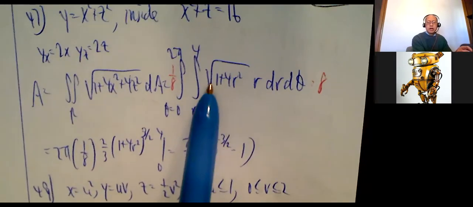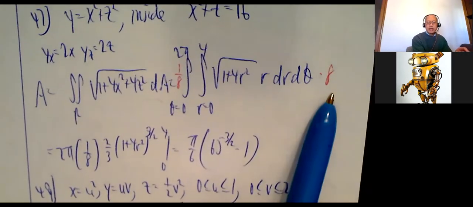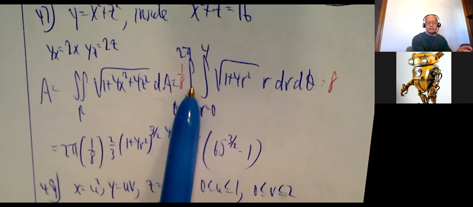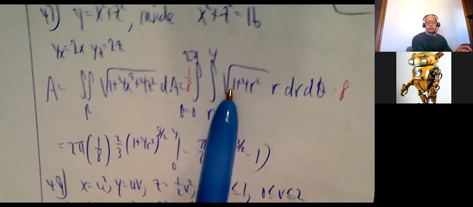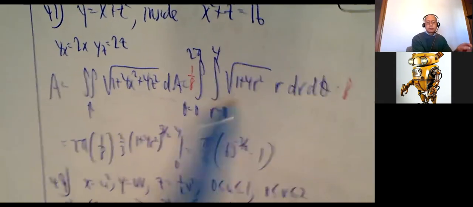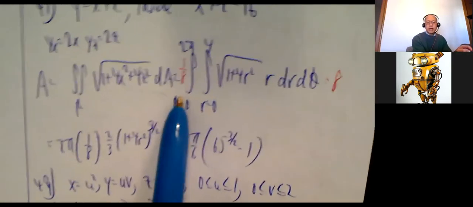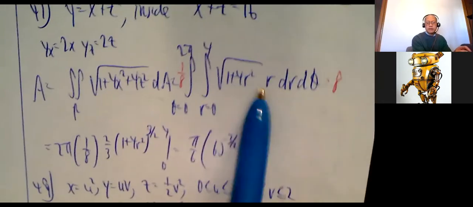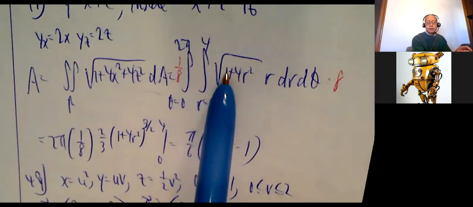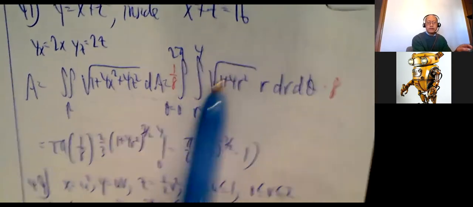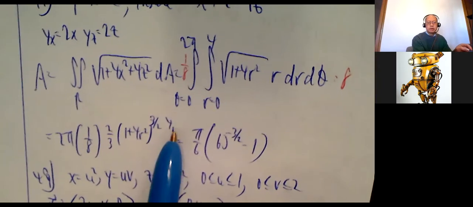Okay, u substitution. What's the derivative of 1 plus 4r squared? 8r, so I need an 8 inside, 1 eighth outside. So I'll be integrating square root of u. So 2 pi, the length of the interval for theta, these are all constant, doesn't involve theta. So 2 pi comes out, 1 eighth is outside. This is like u to the 1 half, so u to 3 halves divided by 3 halves, which is times 2 thirds, from 0 to 4.